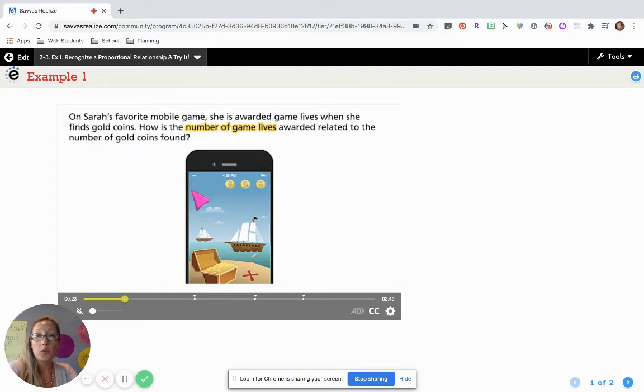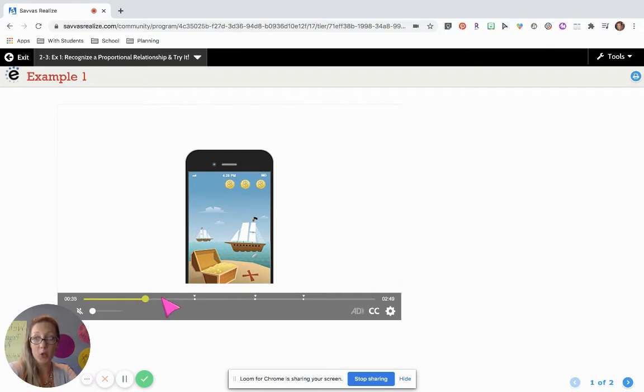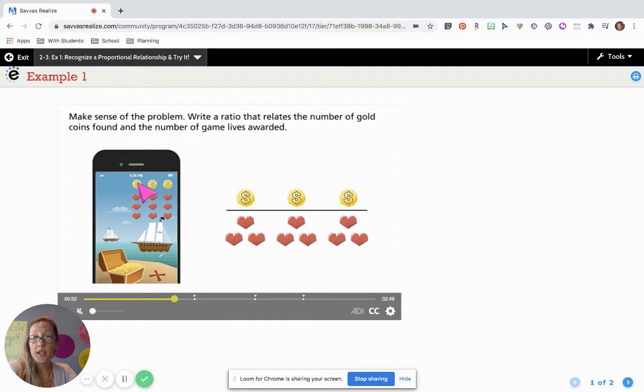I want you to really pay special attention. It's game lives to number of gold coins, because order is going to matter. It's going to be important. As we look through this problem, you can see we found a gold coin, we got 3 game lives, find another gold coin, 3 game lives, find another gold coin, 3 game lives. So we need to write a ratio that relates the number of gold coins found and the number of game lives that are awarded. What do you think that ratio might look like?